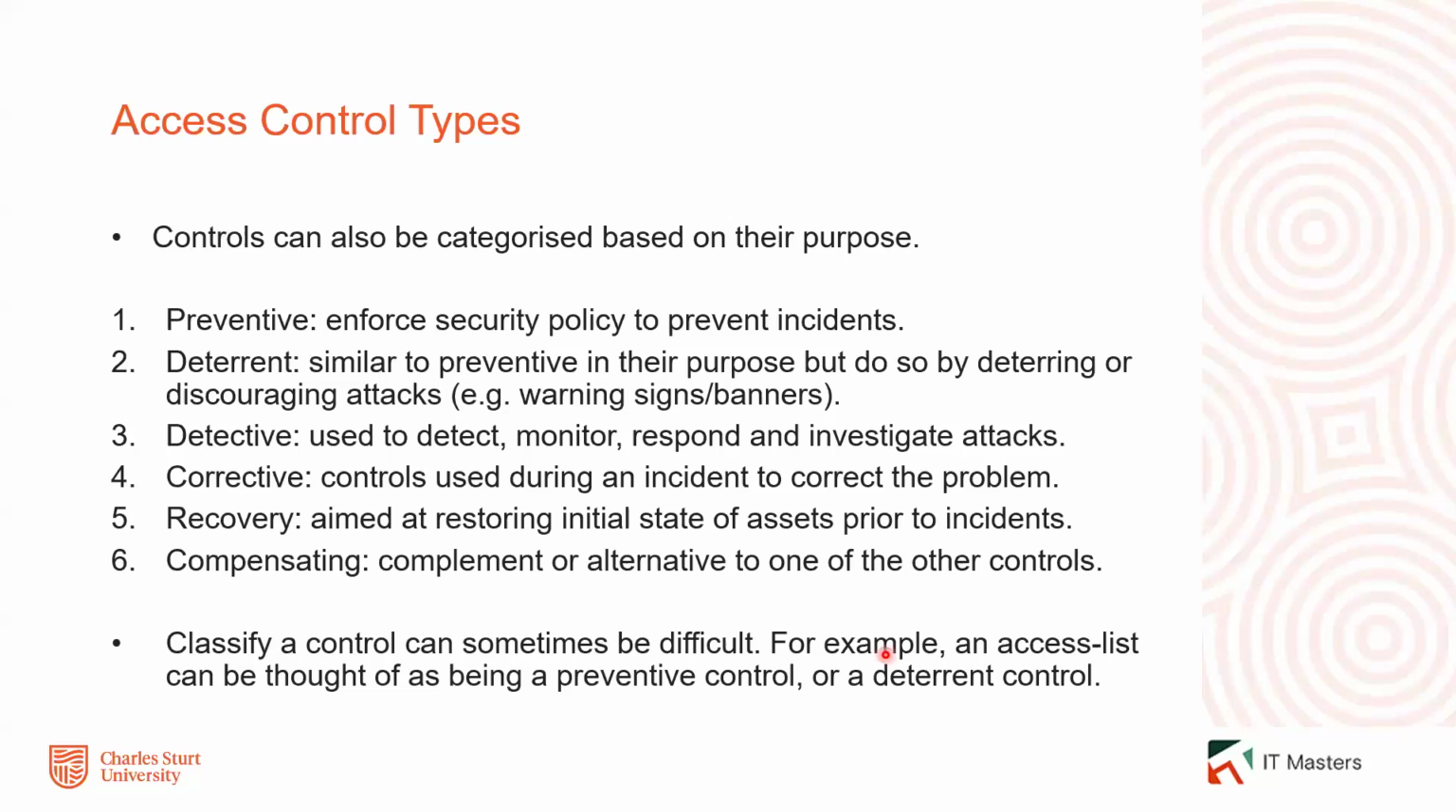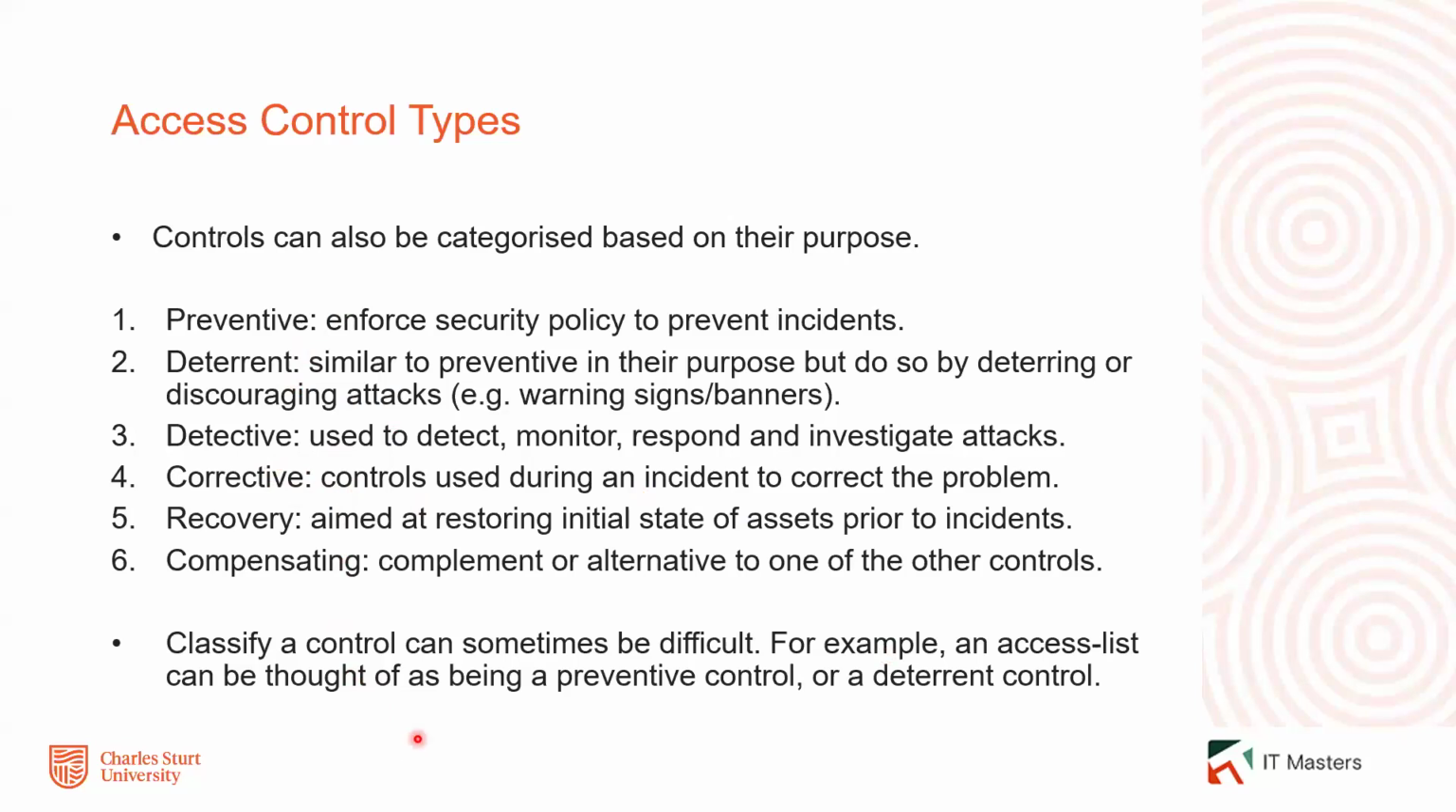Corrective controls are used to reduce the impact of an incident or to stop an incident while it's occurring. Recovery controls are, again, generally used while something is happening, but sometimes after it as well. It helps us to get back to our day one status, so our full operational status. And then compensating controls help to provide a complement or alternative to one of these other controls if they're not adequate.